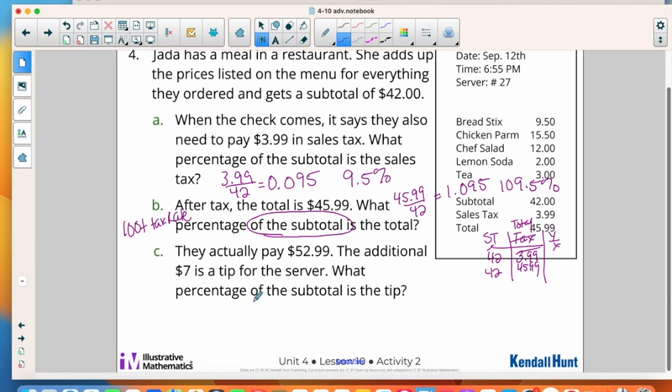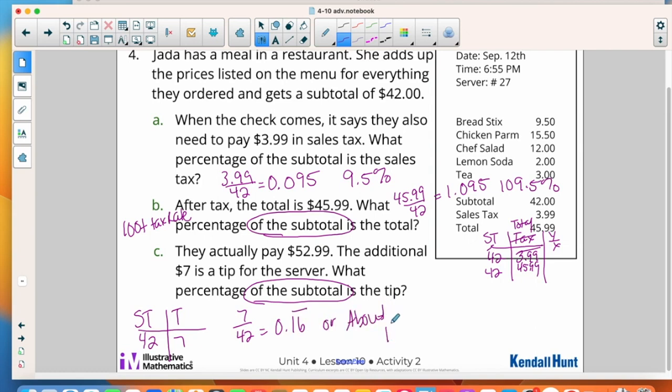What percentage of the subtotal is the tip? So subtotal, tip. Subtotal is what I'm starting with, 42. So 7 divided by 42 is 0.16 repeating, or about, we can round, 16.7%.